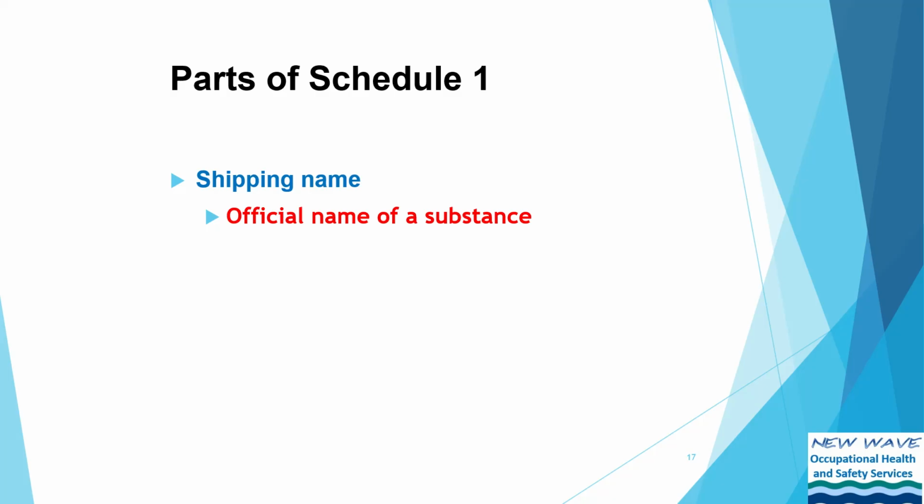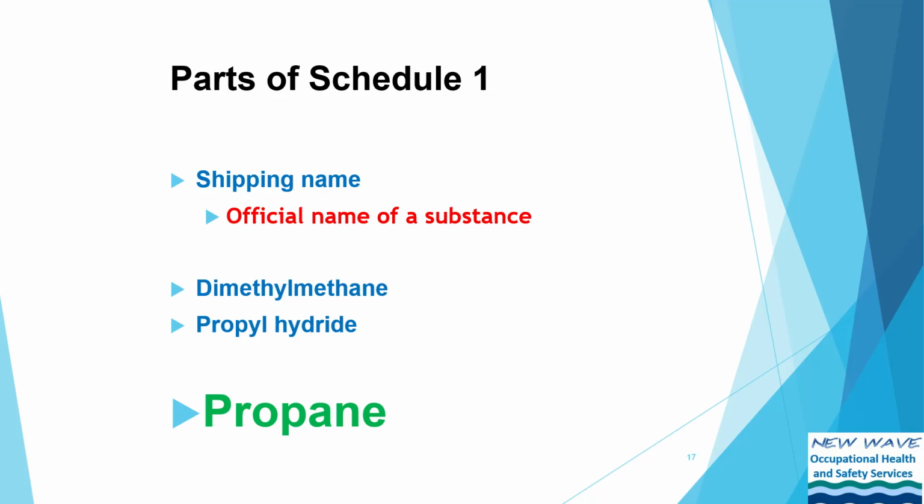The second column of Schedule 1 is the shipping name. This is the official name for a product. And why do we need official names? Well, one more illustration. What do dimethylmethane and propyl hydride have in common? They are both legitimate names for propane.